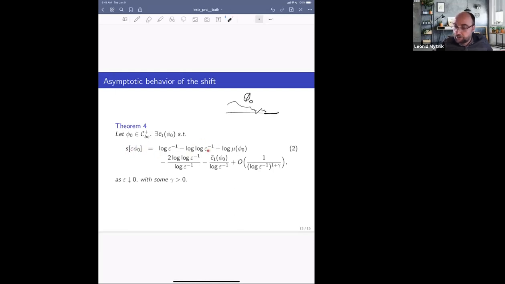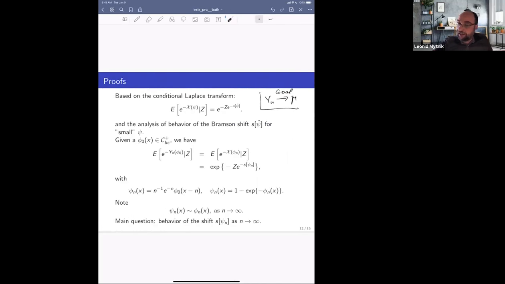There are several terms that don't depend on phi 0 at all. This log epsilon minus 1, which means this shift is huge. Some log correction, some first order term where you see, by the way, the mu of phi 0. Okay, another term, and this is the lower order term. One remark: these three terms we need for the law of large numbers, and all of them we need for the fluctuations. But for the law of large numbers, these three are enough. If you know this, and we take in the previous slide epsilon to be n minus 1 e to the minus n, exactly what we see here, this is epsilon.